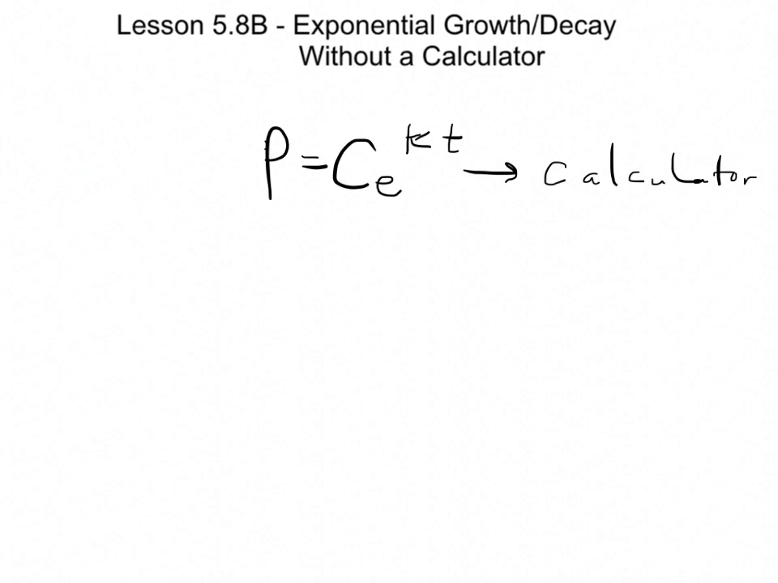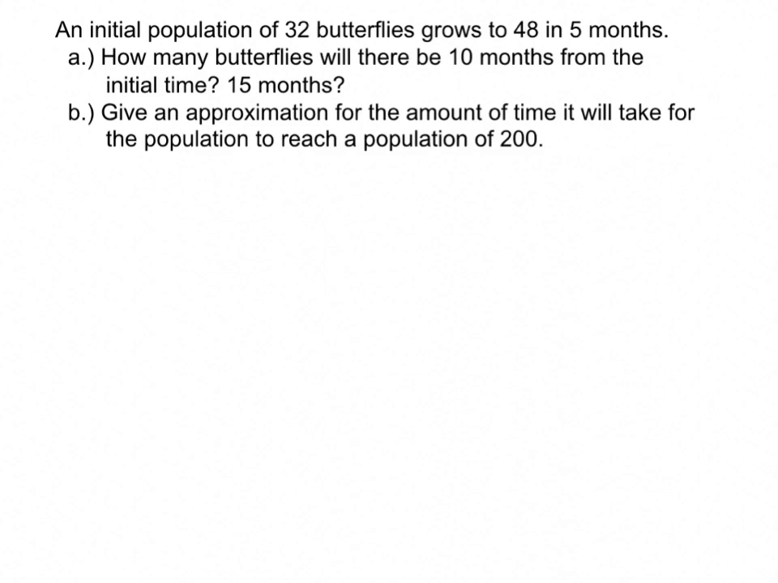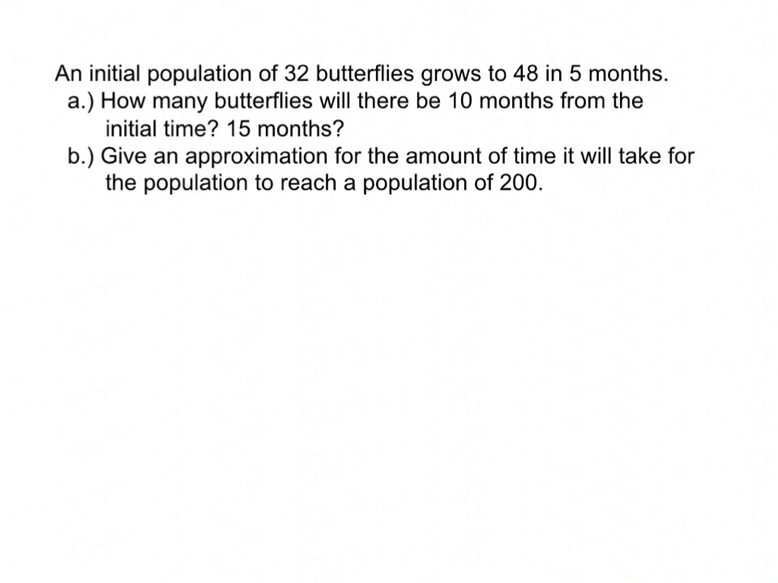So let's take a look at the first one. An initial population of 32 butterflies grows to 48 butterflies in a 5-month period. And you know what, I just realized I'm missing a word here. Really what this problem needs to say is that it grows exponentially. Because if you think about it, there's two different ways this growth could be happening.